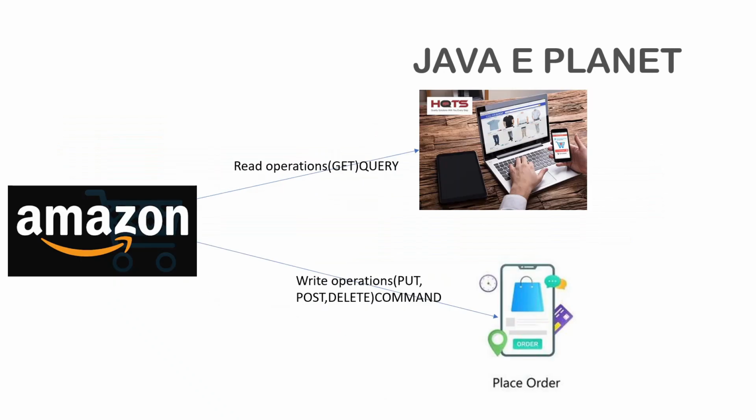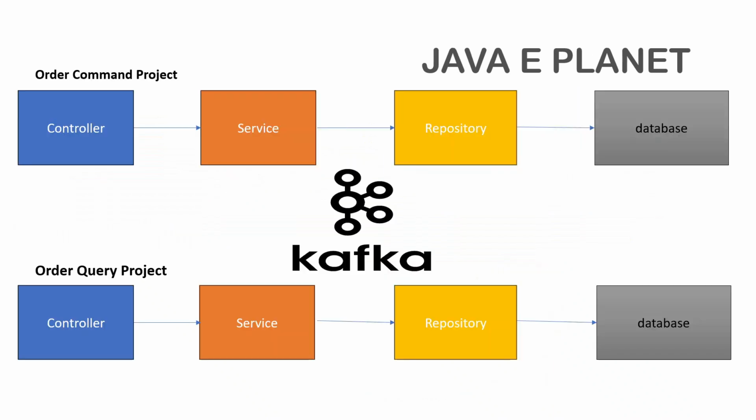The same example applies with Amazon. We browse for the required items, which is a read operation, a get method, and we place the order, which is put, post, and delete, which is command segregation, we can say.